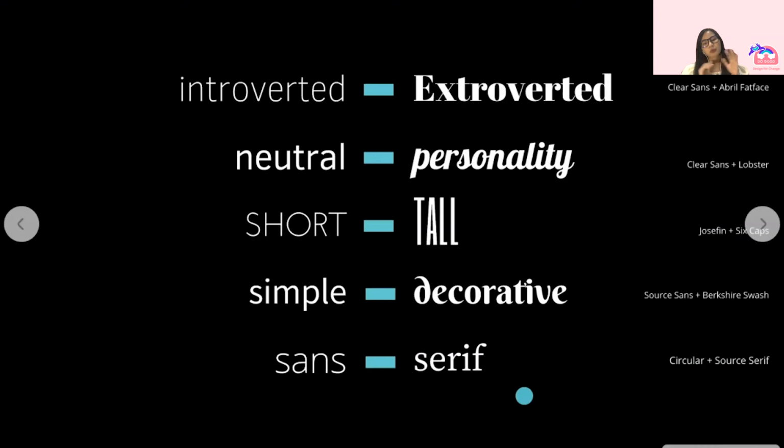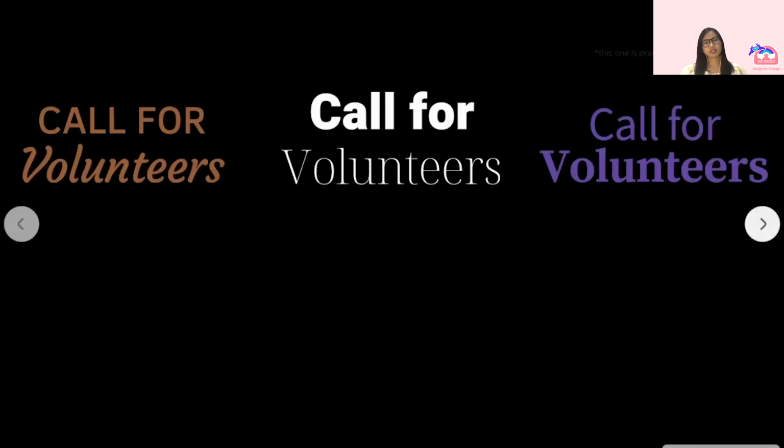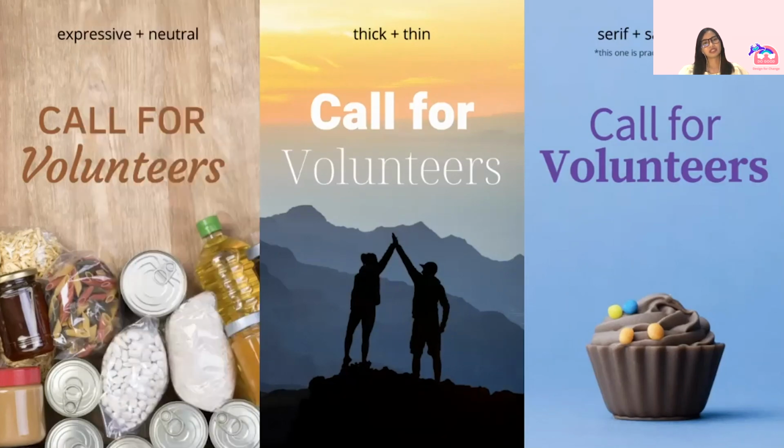And the most foolproof, again, if not using fonts from the same font family, is by using a sans serif and a serif together. So for example, here are some examples of the different combinations. In here, I used a more neutral font, and here it's a bit more expressive, then thick and thin. And again, the most foolproof combination is a serif and a sans serif.